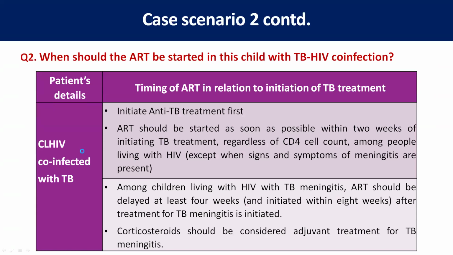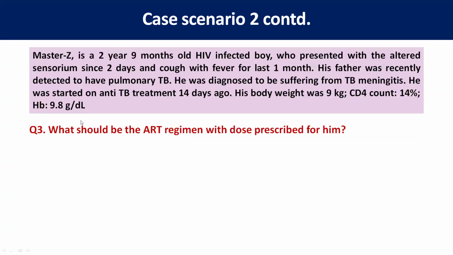So in children co-infected with TB, initiate ATT first and then ART to be started as soon as TB treatment is tolerated, with no side effects. Among children living with HIV with TB meningitis, ART should be delayed at least 4 weeks, and if it is TB meningitis, then between 4 to 8 weeks. Otherwise, you can start earlier. And of course, corticosteroids to be given when indicated.